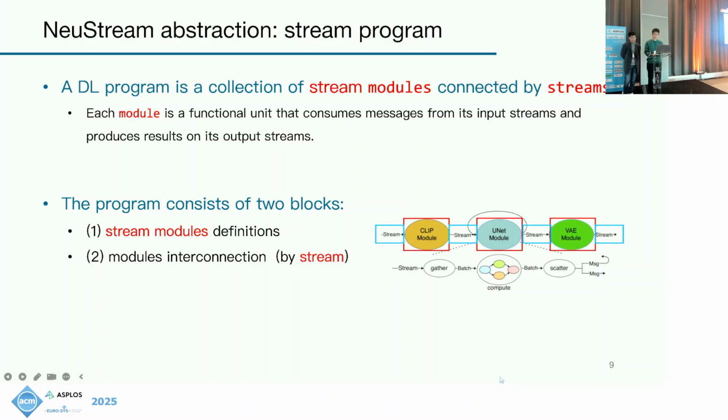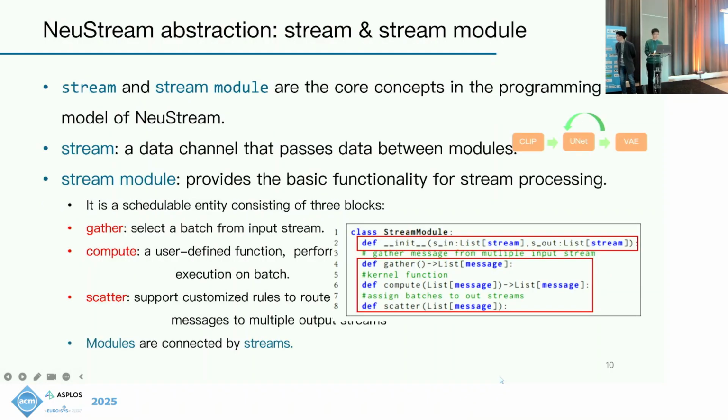To initialize a stream program, we first have to do the stream module definition, and secondly connect different modules by streams. Take Stable Diffusion, for example: the modules are the CLIP module, UNet module, and VAE module. The stream connections between modules are as shown in the figure. Stream and stream module are the core concepts in the NeuStream programming model.